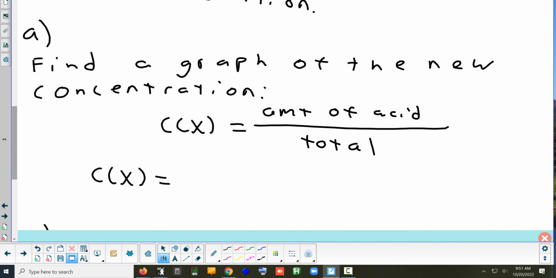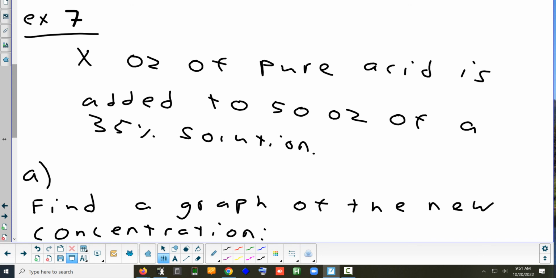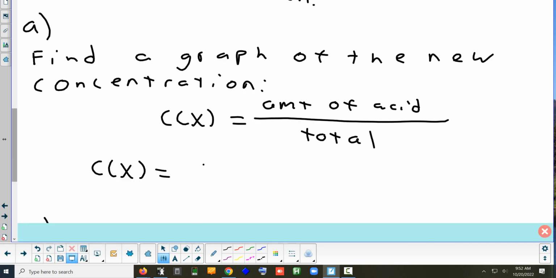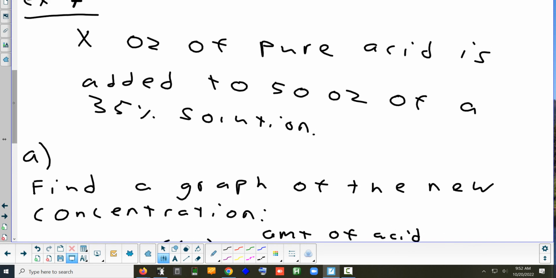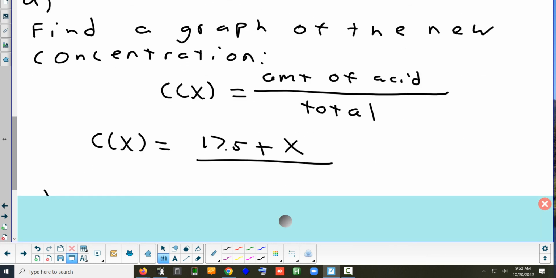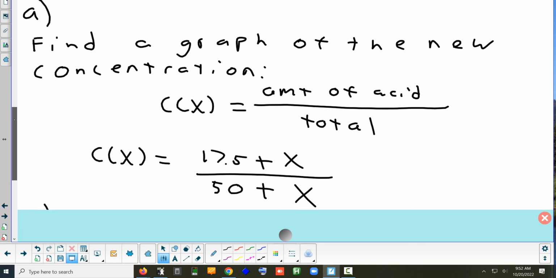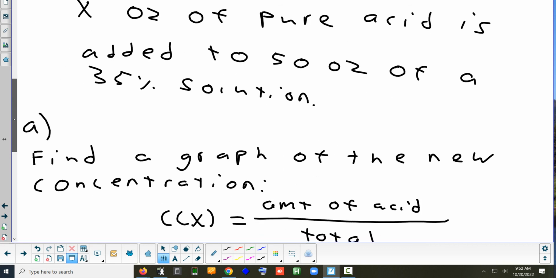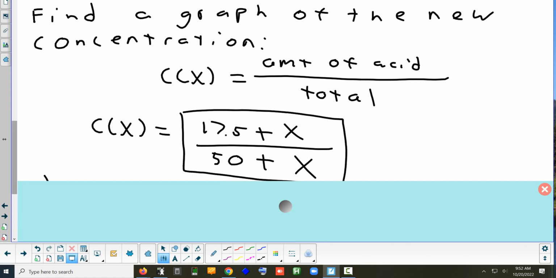We have two sources of acid in this mixture. First of all, we're starting with a mixture that already has acid in it. If we have 50 ounces and 35% of it is acid, how much acid is already in it? 17.5. We already have 17.5. Plus, how many ounces of pure acid are we pouring in? We're pouring in X more. Now, let's write the total. How much liquid did we have when we started? 50 ounces. And how much liquid did we add? X. Where did you get the 17.5? 50 times 0.35. Okay. And that's the formula for the concentration.